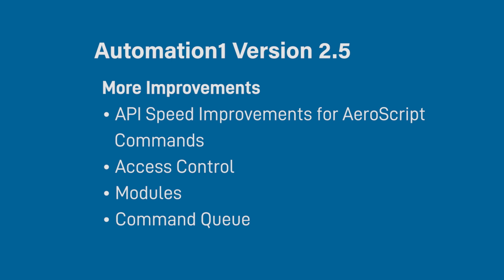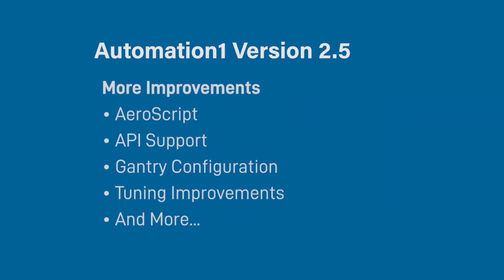The access control user experience has been improved. There's been many improvements to software modules. The command queue usability and performance have both been improved. Many general improvements to our AeroScript programming language. The .NET, C, Python, and LabVIEW APIs have been improved upon, including a complete C help file. Gantry configuration improvements have been added to the software, and many improvements to tuning tools in 2.5.